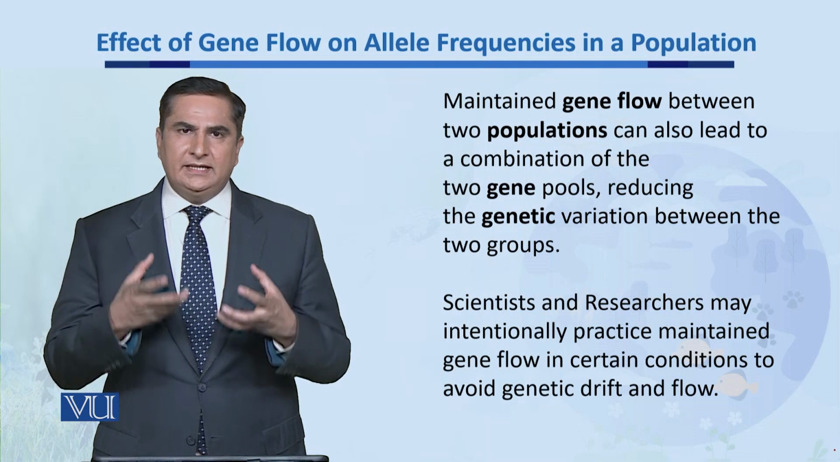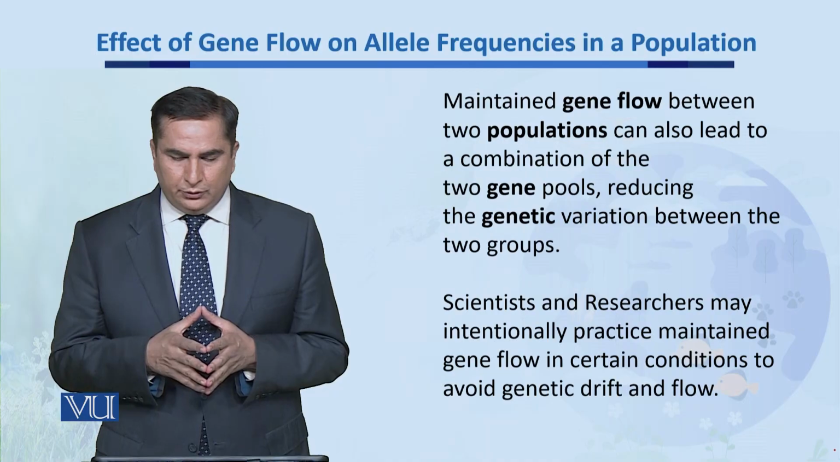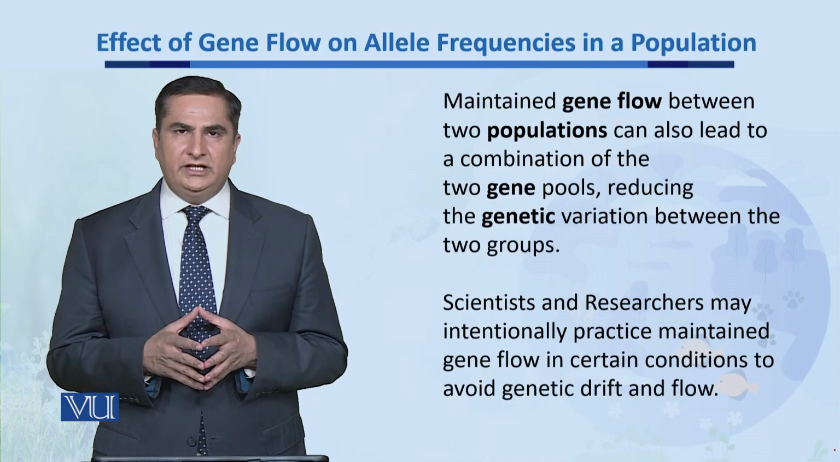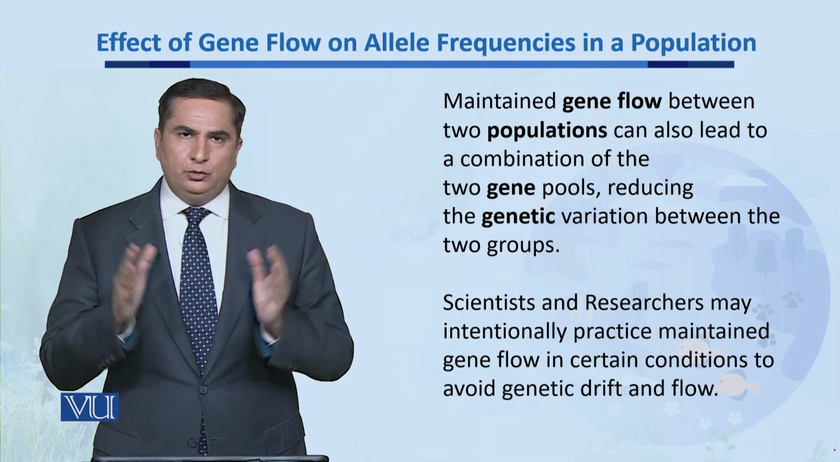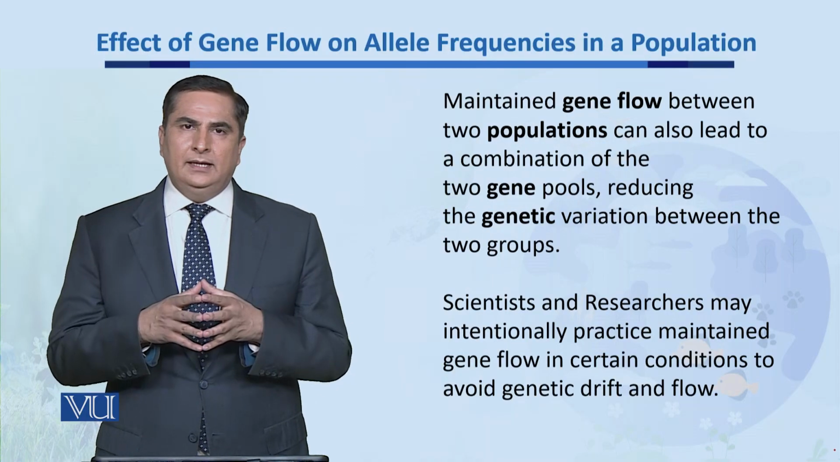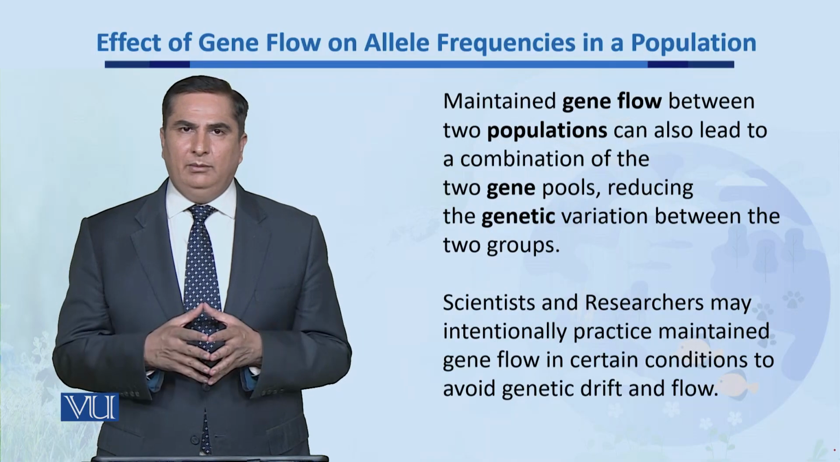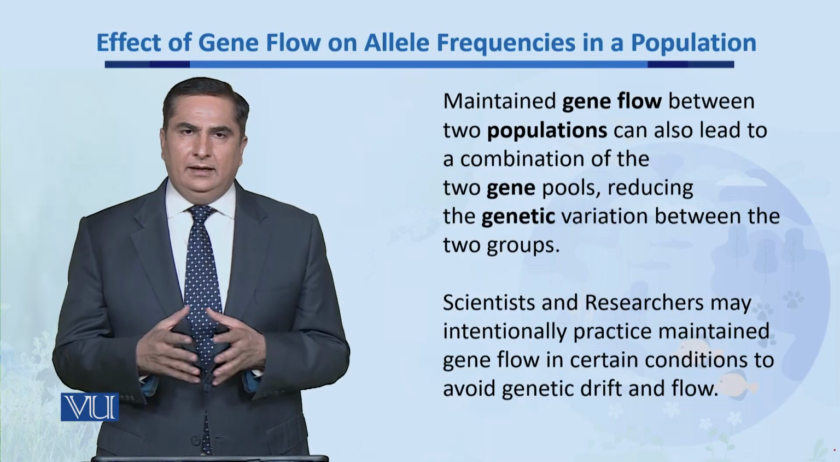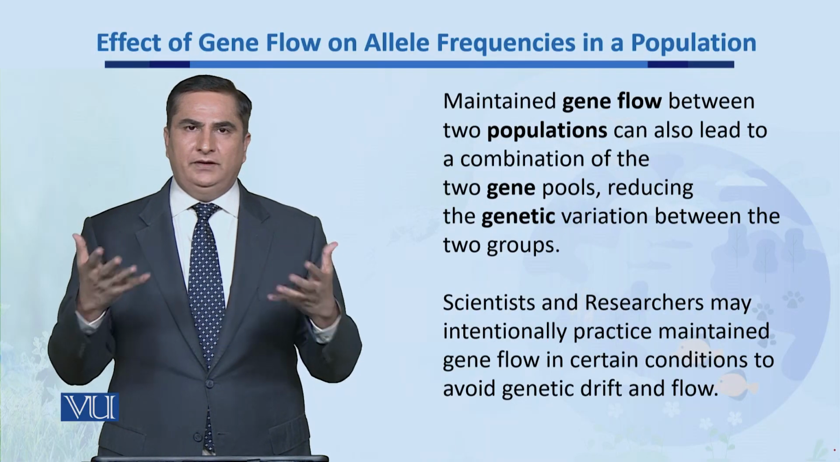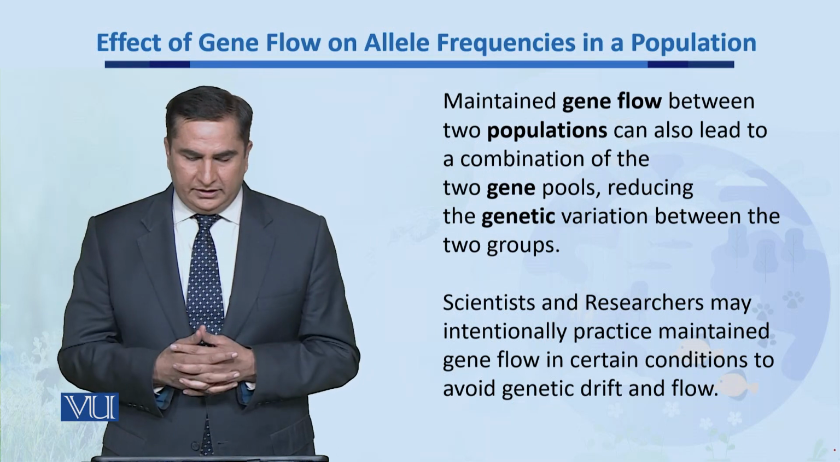Now, maintained gene flow between two populations can also lead to a combination of two gene pools, reducing the genetic variation between the two groups. These two populations, which are geographically isolated, but their mixing can result in the gene flow, and a time will come when ultimately there will be equal distribution of the alleles in these two subsets of the populations.